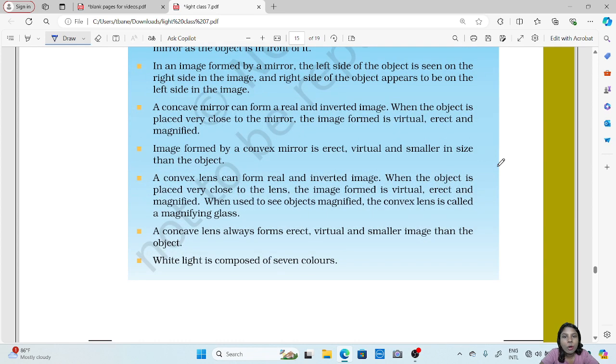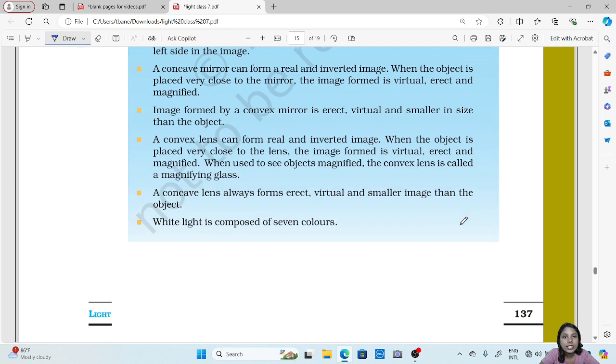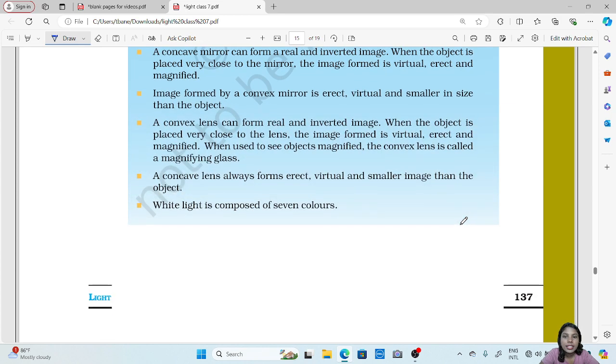A concave mirror can form a real and inverted image. When the object is placed very close to the mirror, the image formed is virtual, erect and magnified. The image formed by a convex mirror is erect, virtual and smaller in size than the object. A convex lens can form a real and inverted image. When the object is placed very close to the lens, the image formed is virtual, erect and magnified. When used to see objects magnified, the convex lens is called a magnifying glass. A concave lens forms an erect, virtual and smaller image than the object. White light is composed of 7 colors.